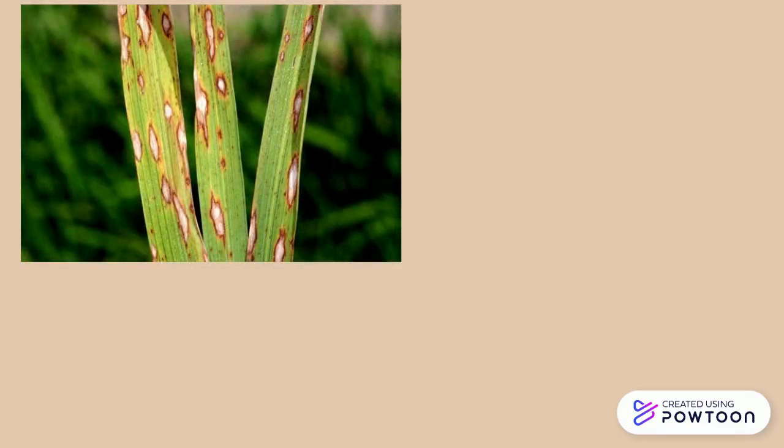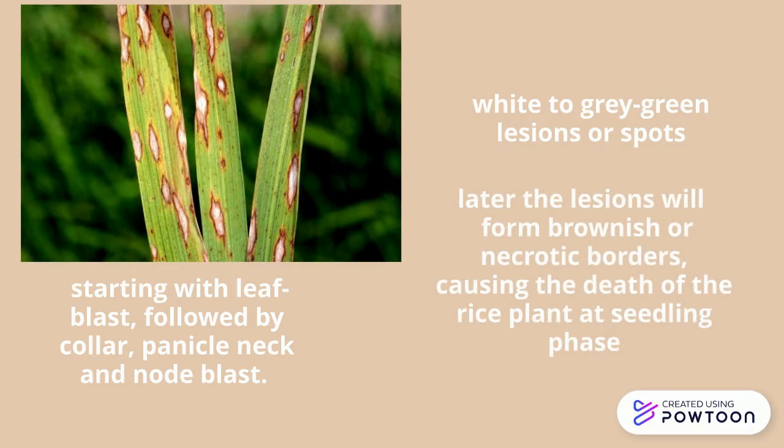During the growth phase of infected rice plants, rice blast progresses through several phases, starting with leaf blast, followed by collar, panicle neck, and node blast. The initial symptom of leaf blast can be shown by the appearance of white to grey-green lesions or spots. Later, the lesions will enlarge and form brownish or necrotic borders, causing the death of the rice plant at seedling phase.